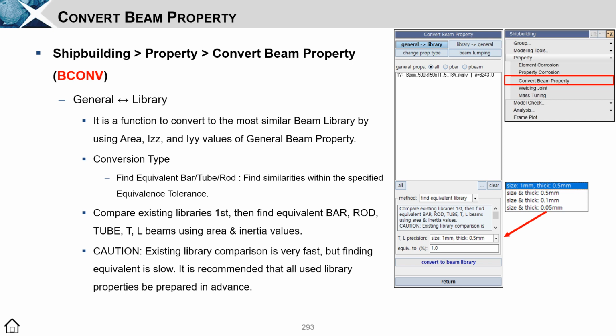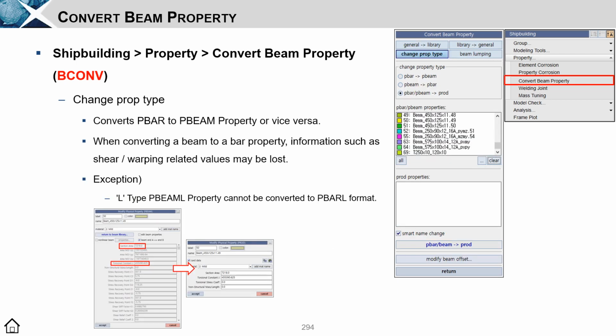Caution: existing library comparison is very fast, but finding an equivalent is slow. It is recommended that all used library properties be prepared in advance. The Change Property Type option converts PBAR to PBEAM property or vice versa. It is important to note that not all of the properties will be converted.